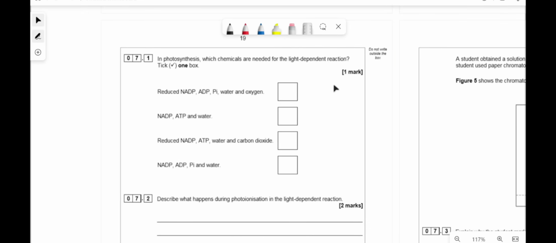Tick one box. So reduced NADP, ADP, PI, water, and oxygen. Again, ATP, NADP, reduced NADP is a product of it, ATP is a product of it, and CO2 is used in the Calvin cycle of the light-independent reaction. So it has to be the last option, which is NADP, ADP, PI, and water, which is correct because that's used in photolysis. These two are used to make ATP, and that's reduced to make reduced NADP.